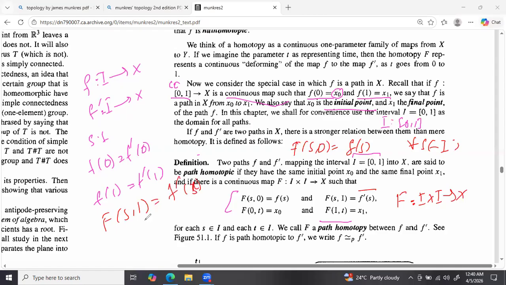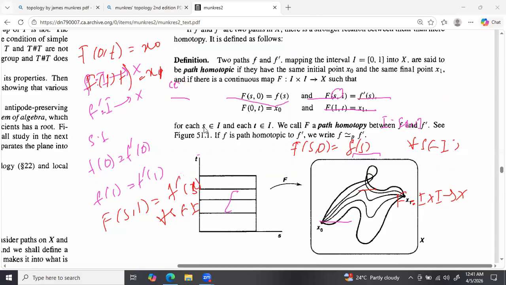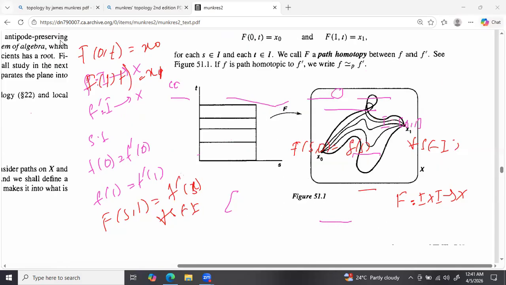Okay, for all s belonging to I, and if we substitute s equal to 0, F of 0 comma t, we get x naught, and F of 1 comma t, we get the terminal point x1, which means that let's draw the diagram. So we will clear this.